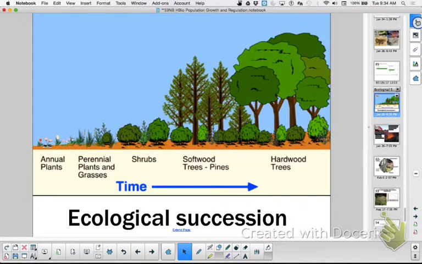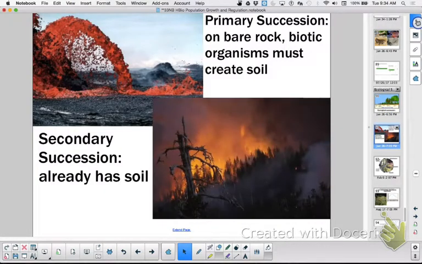But if you will see right here, do you see how they're starting off with soil? They already have dirt. Okay? So that's not always true. Remember we saw earlier those lichens breaking down the rocks? If you're starting with rocks, that's called primary succession. On bare rock, biotic organisms have to somehow create that soil. Okay, that's primary succession on bare rock.